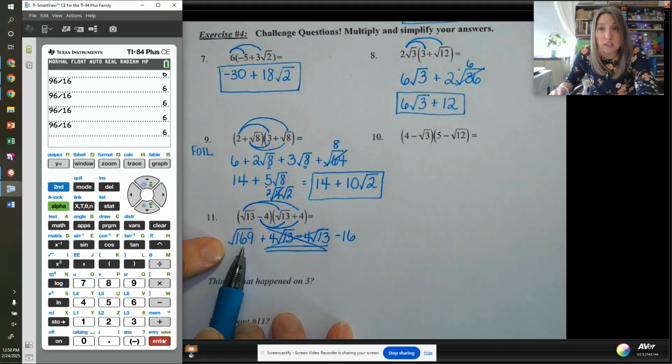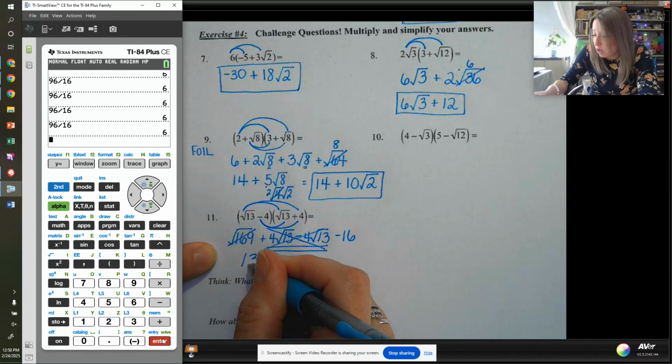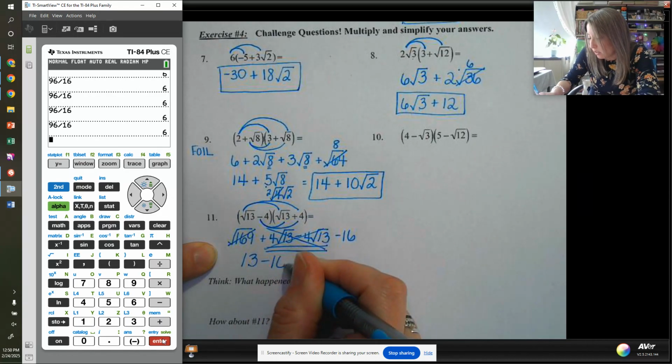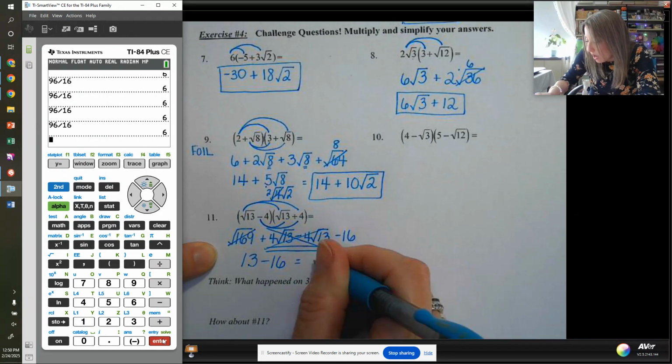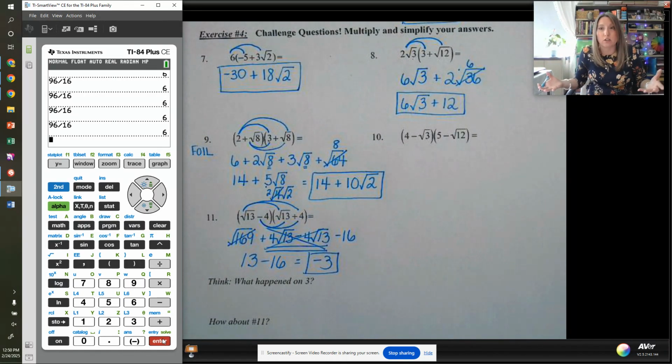Meanwhile, 169 is a perfect square, so the square root of 169 is 13. So 13 minus 16, because the radicals canceled out, is a negative 3. You end up getting an integer answer. Okay, so this is a really cool thing that happened there.